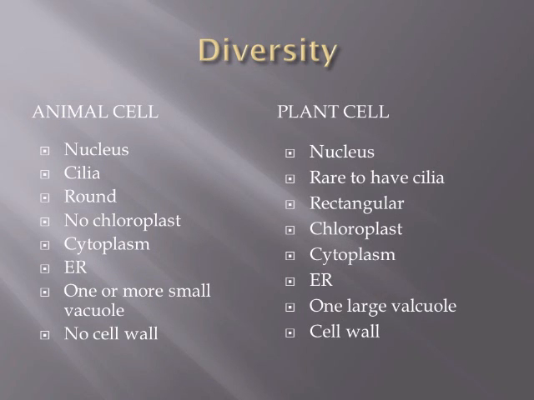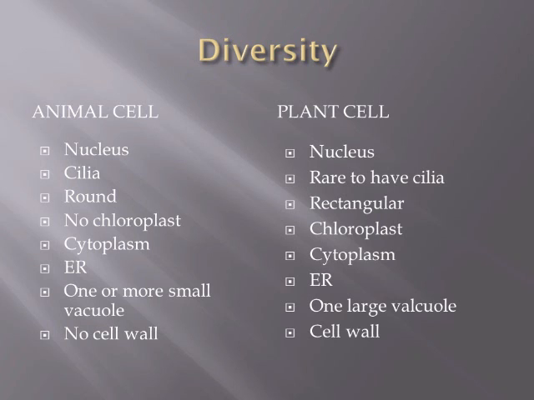Diversity. Animal cells compared to plant cells. Animal cells have a nucleus, and so do plant cells. Animal cells have cilia, but plant cells rarely have cilia. Animal cells are round, and plant cells are rectangular. Animal cells have no chloroplast, and plant cells have chloroplast.